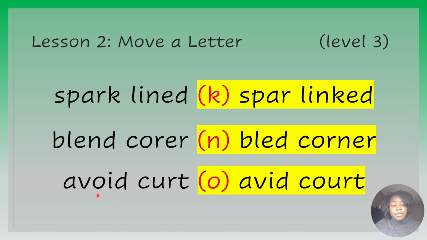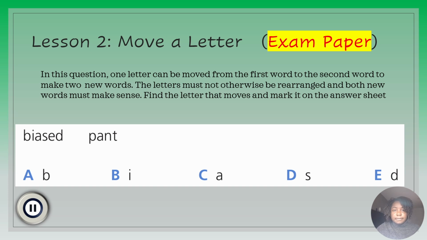And the last one, O, again, you have your vowel cluster there, and remove that O and add it to your new word, the second word, Kurt, and you would have gotten court. Now, here are some exam style questions. Pause this video here and have a go and see if you can work it out yourself.